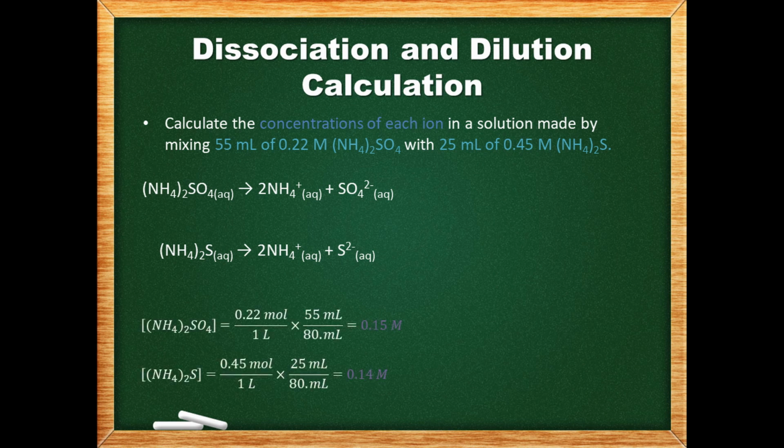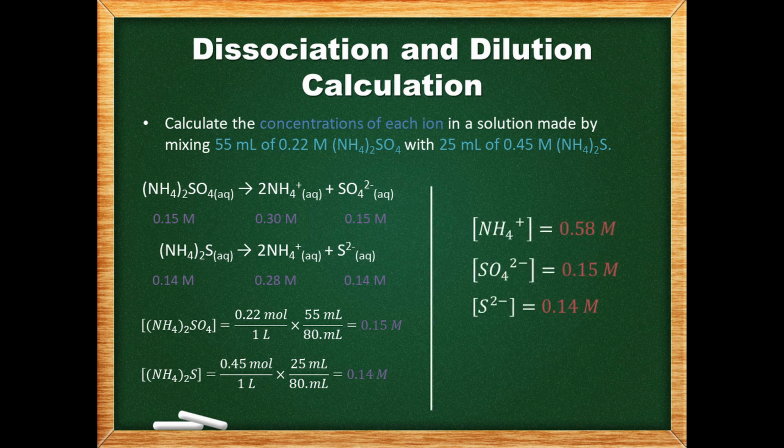This means we have to calculate the concentrations of ammonium sulfate and ammonium sulfide using the dilution factor. The final volume is the total volume when the solutions are added. In this case, we add 55 milliliters to 25 milliliters to get a final volume of 80 milliliters. Once we have the final concentrations, we can write them under the chemical equations, using the mole ratio to relate the concentrations to each ion. There are 2 sources of ammonium ions here, so we have to add the 2 concentrations together. This gives us 0.58 moles per liter for our ammonium concentration.